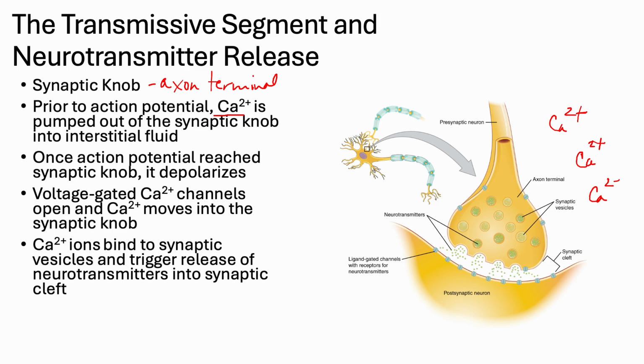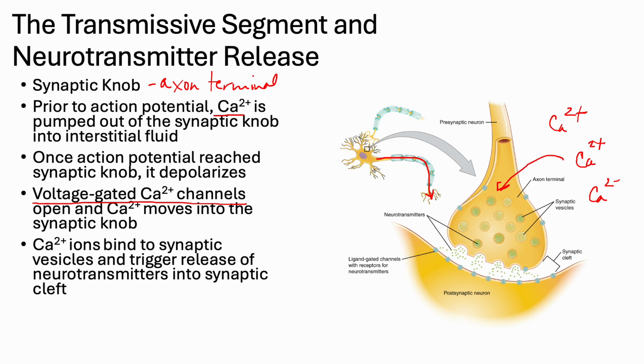As that action potential travels down the axon and it's received at the axon terminal or the synaptic knob, it depolarizes just like the rest. You have voltage-gated changes because of the change in charge. Now, when it depolarizes, it is voltage-gated calcium channels that are going to open. Since calcium was more concentrated outside, calcium is going to flow into the synaptic knob.